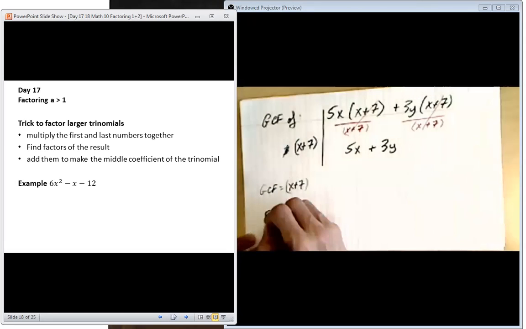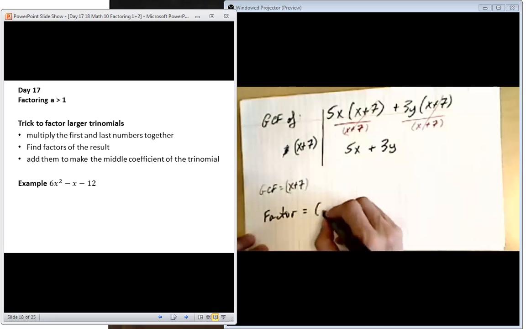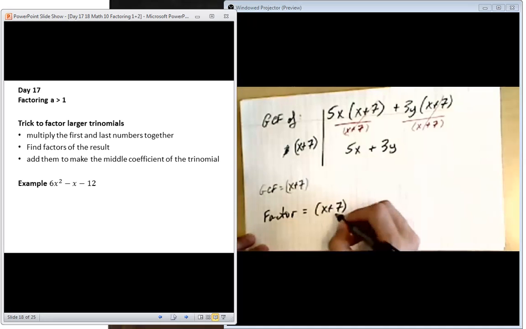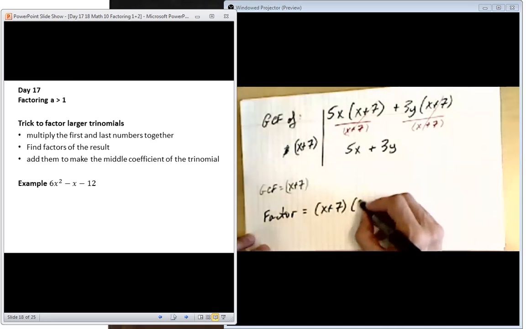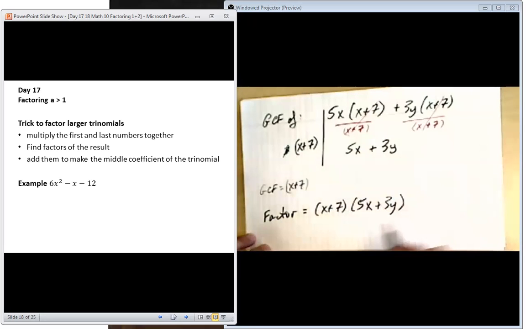And if it said factor, then you write it like x plus 7 with the GCF like that, and then 5x plus 3y like that. Not so bad, eh?